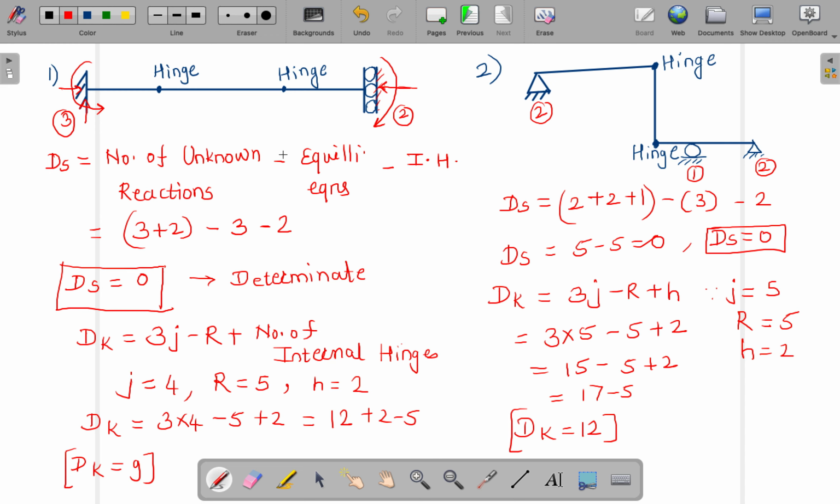So these are two examples for a beam. In these three lectures we have considered different types of beams and how to calculate static and kinematic indeterminacy for such beams. In the next class, we are going to see the static and kinematic indeterminacy for trusses. We are again going to see it for frames as well.